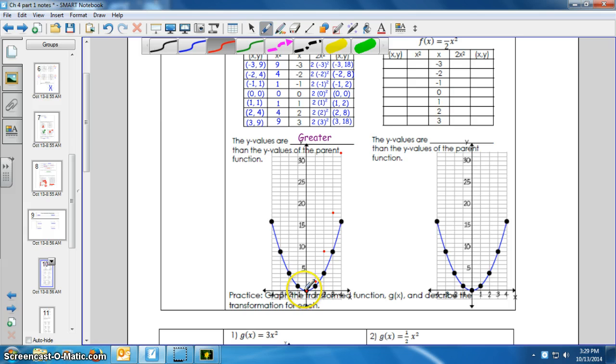And then we would do it on the other side here. So plotting these coordinates here, negative 1, 2, negative 2, 8. Oops. I think I marked it wrong on this side. There we go. And then we'd have 3, 18. And then we draw our parabola.